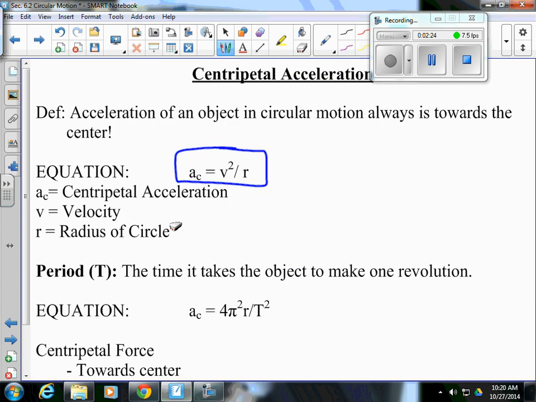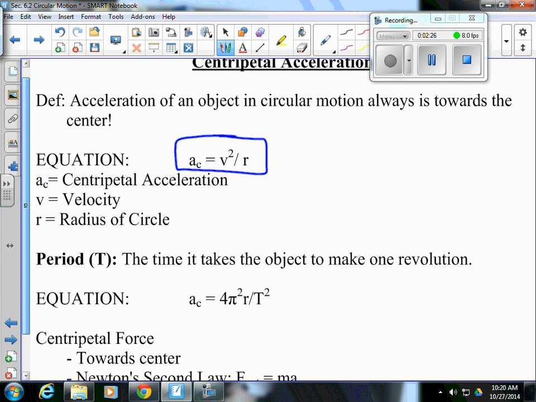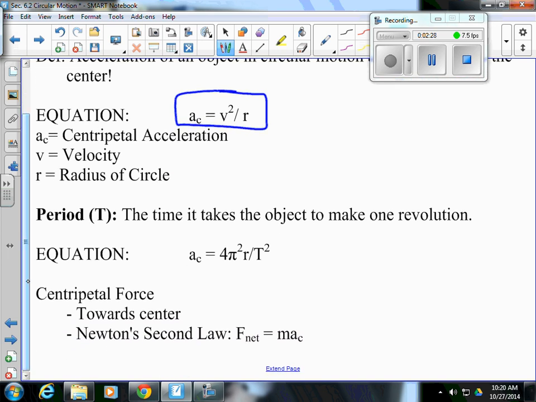Our second equation is going to be focused on period. And period is the amount of time it takes to make one lap or one circle revolution. So for example, if we're going to use period, capital T, the period of Earth is 365 days. It takes Earth 365 days to do one revolution around the sun. So period is the amount of time it takes to go around the circle, or around its lap, one time.